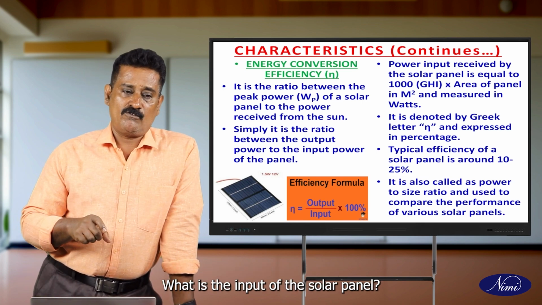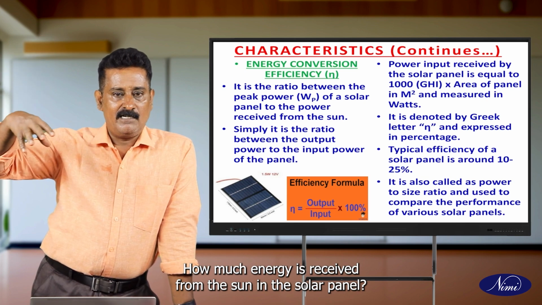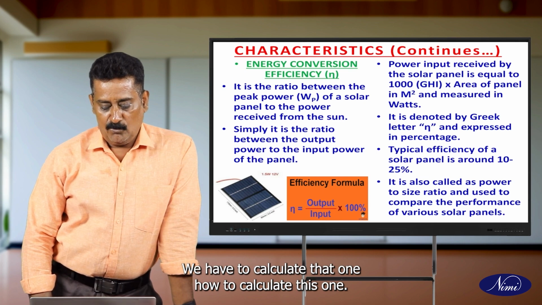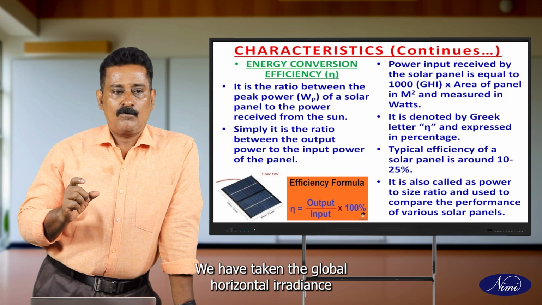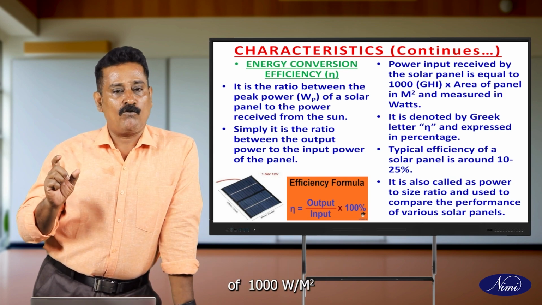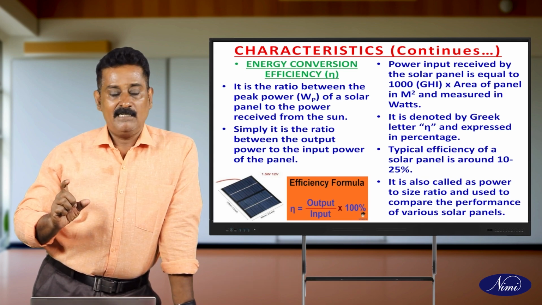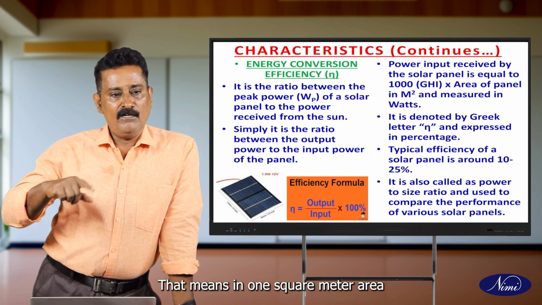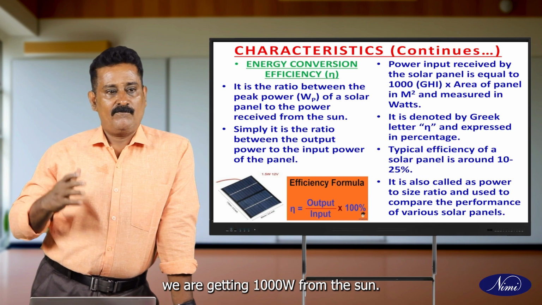What is the input of the solar panel? How much energy is received from the sun by the solar panel? We have to calculate that. How to calculate it? We take the global horizontal irradiance of 1000 watts per square meter. This is a standard value. That means in 1 square meter area, we are getting 1000 watts from the sun.